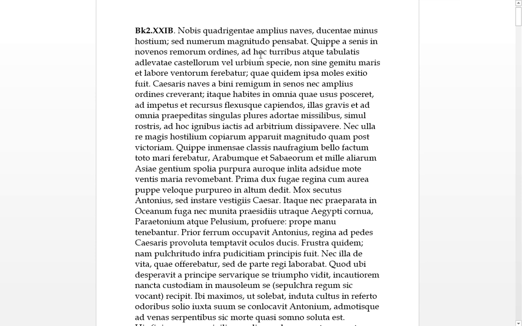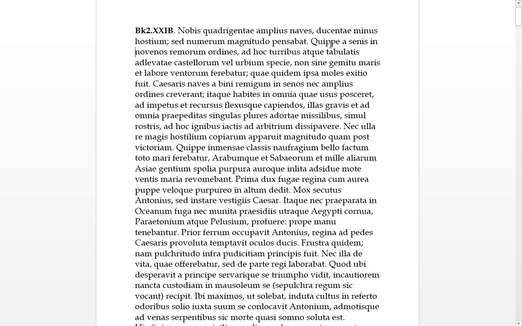Ad hoc, add to this, turribus, with turrets, and tabulatus. These are stories, like the stories of a building. So ad levite, this means they are lifted up, continuing on from this. Castellorum vel urbe speci. So speci is the appearance. And vel here is just meaning or, as a preposition, I'm guessing. So castellorum means of castles and or of cities.